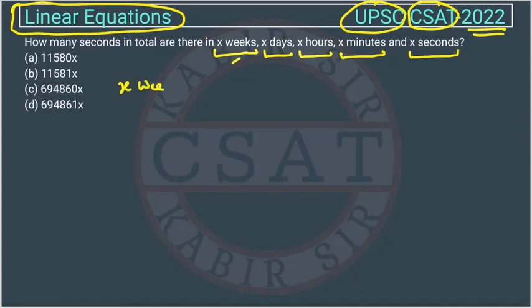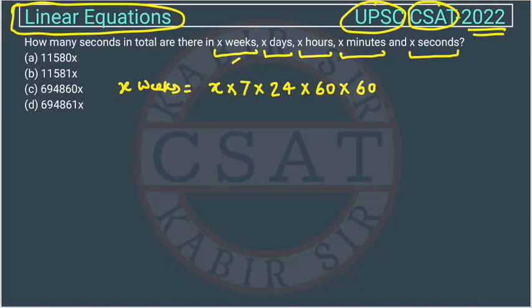So in X weeks, how many seconds will there be? This will be X into, in 1 week there are 7 days, and in 1 day there are 24 hours, and in each hour there are 60 minutes, and in each minute there are 60 seconds. So this is the total seconds.